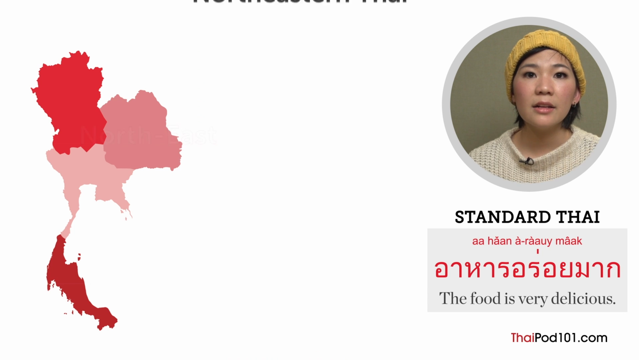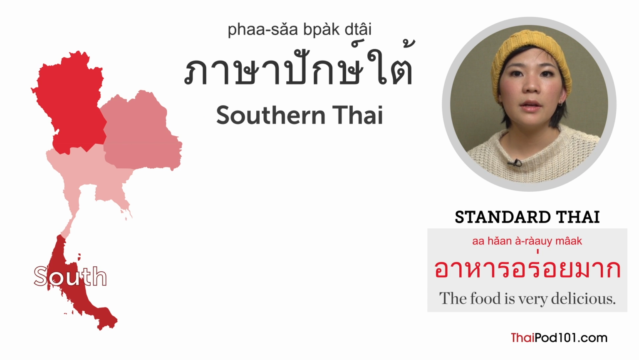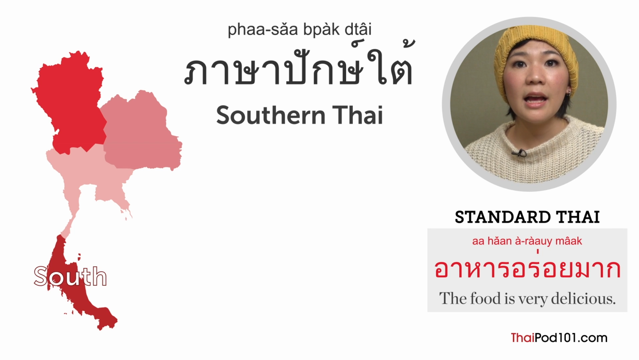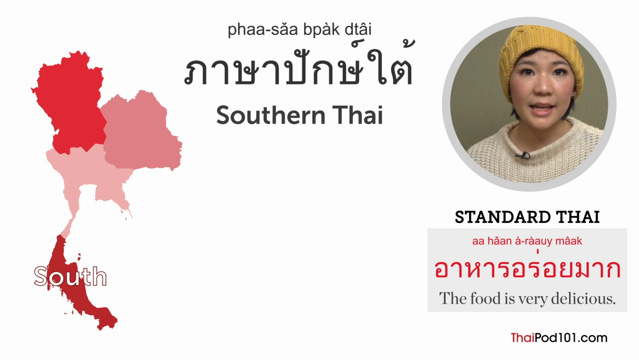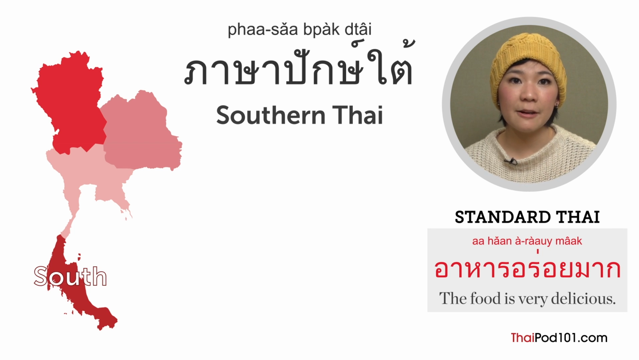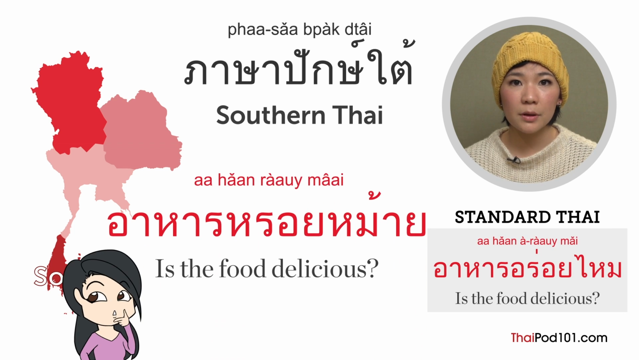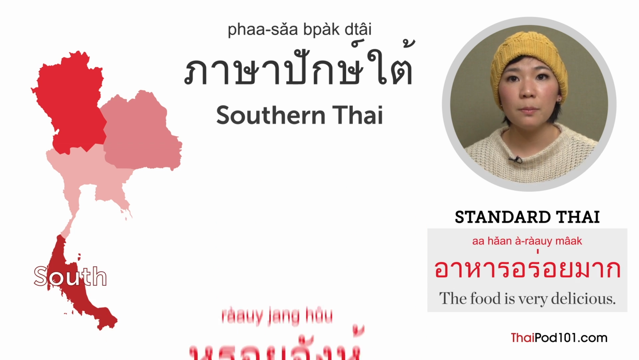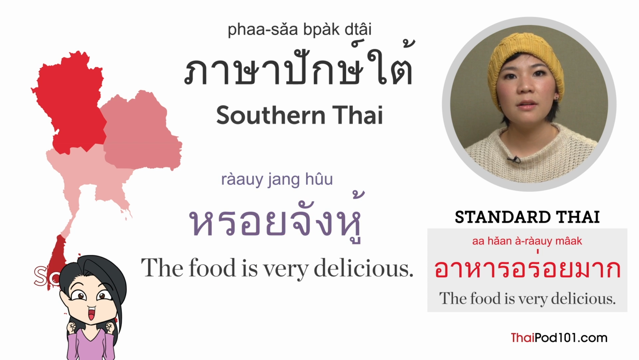And lastly, Southern Thai or in Thai, ภาษาปักใต้. Southern Thai has influences from Malay. The dialect, just like every dialect, is slightly different from Standard Thai in terms of words. For example, อาหารร่อยไหม Is the food delicious? The response would be ร่อยจังหู The food is very delicious.